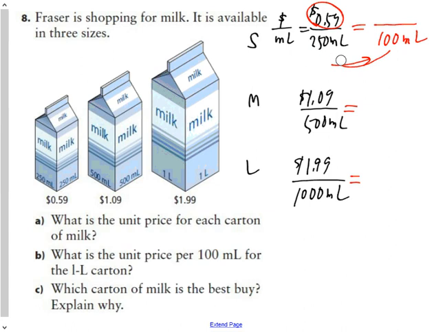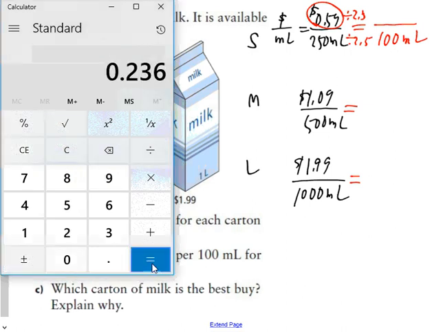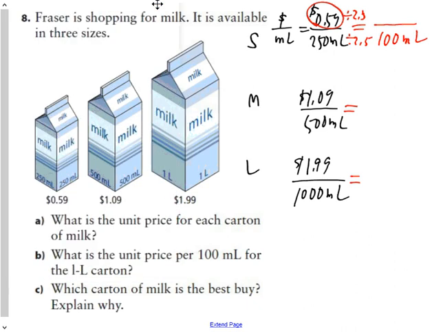So if you multiply by 2.5 to get 100, that means you would also divide by 2.5 to get 100. Divide both by 2.5, and you're going to figure out how much this costs for 100 mils. Take your 59 cents, divide it by 2.5, and you figure out that it's approximately 23.6 cents, or approximately 24 cents per 100 mils. That's how much the small one's costing you.